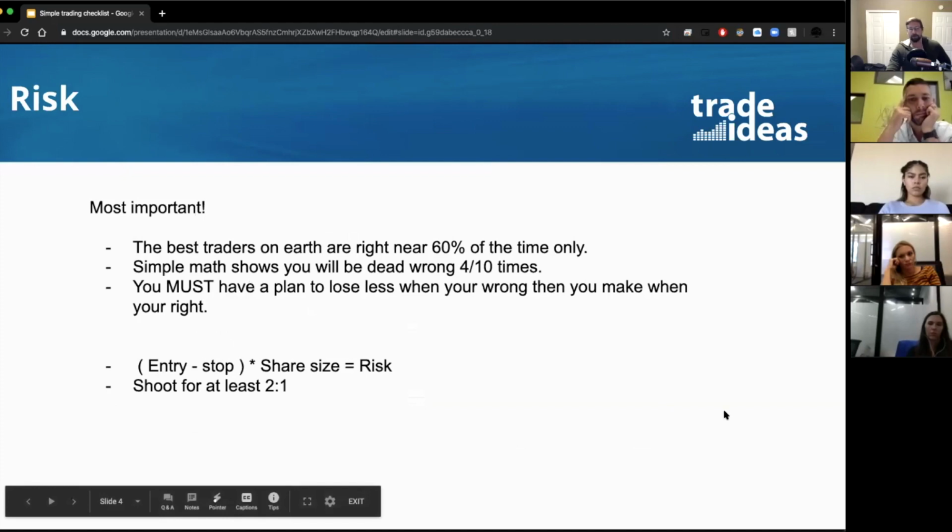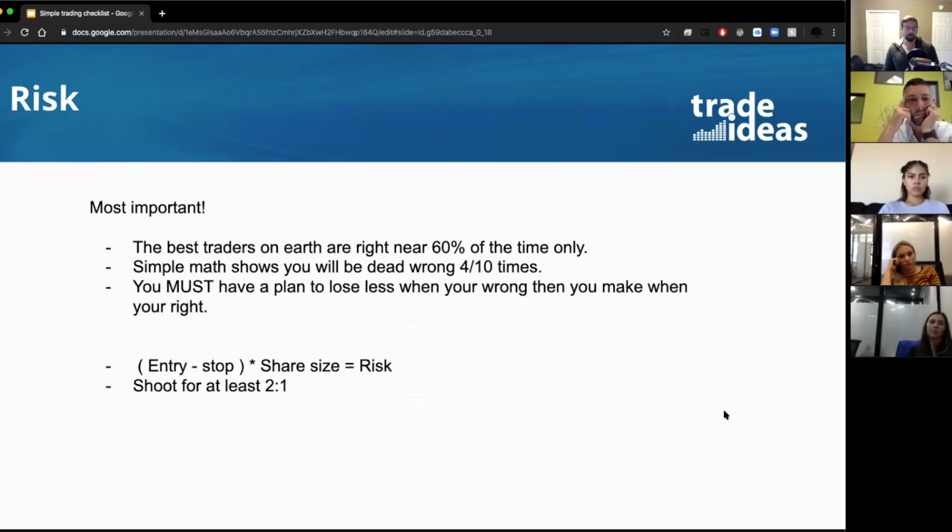And then this is last, but most vehemently important, is risk, right? So again, I said it before, the best traders on earth are right 60% of the time. And that might mean they make $1 or they make $100,000 on a trade, but it just means that they were slightly right 60% of the time, right? Doesn't mean every trade of that 60% is good, and these are the numbers.